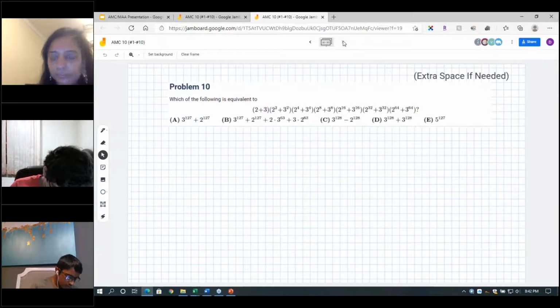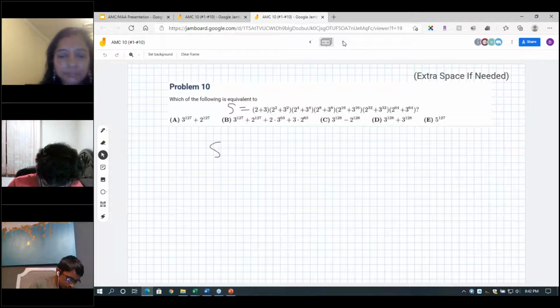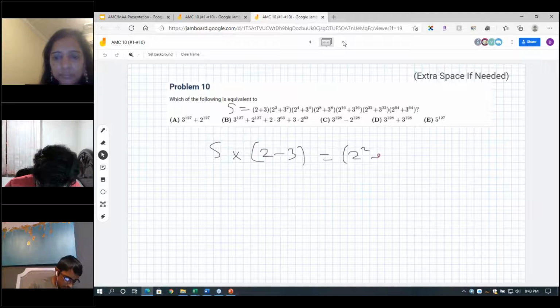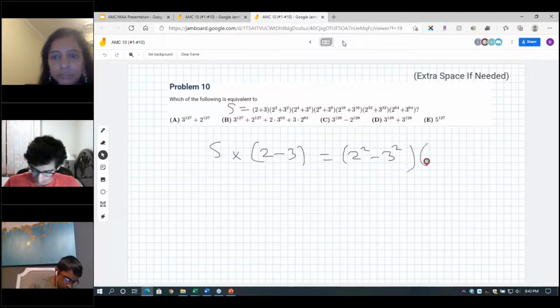If we just suppose I let this be equal to x or s, if we multiplied both sides by 2 minus 3, we would end up just getting 2 plus 3 times 2 minus 3, which is just a plus b times a minus b, which gives us 2 squared minus 3 squared times 2 squared plus 3 squared, and then all the other terms.